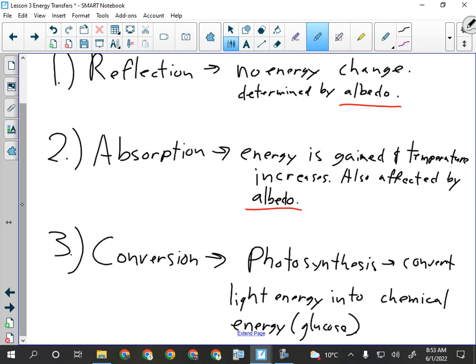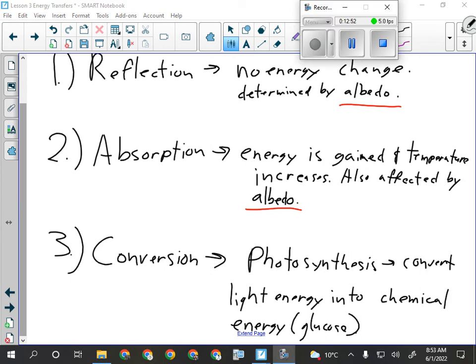Okay, and then conversion, photosynthesis. Okay, we convert light energy into chemical energy, glucose, which then fuels the food chains and things like that. Yesterday, I also told you how I would test this. Okay, so just a quick reminder. I would give you a satellite picture of some place on Earth. Okay, and you would have to look at that picture and determine how much reflection, absorption, and conversion would go on. Okay, and explain kind of how much of each would occur and why.